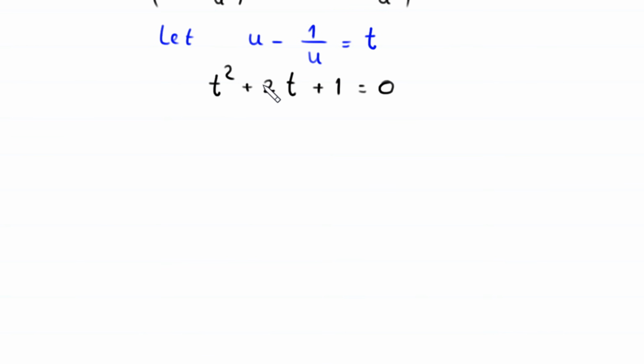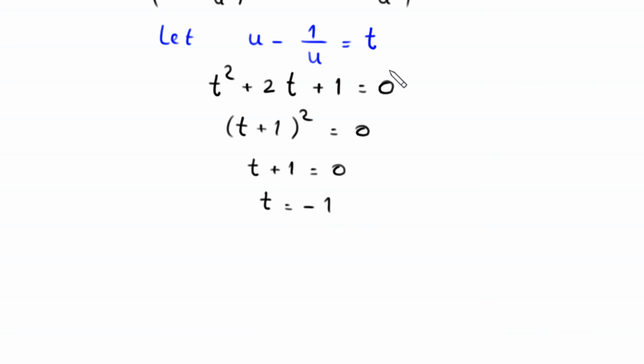Now this expression at the left hand side is a perfect square, so this will become t plus 1 whole squared equal to 0. If we take a square root of both sides, this implies that t plus 1 equal to 0. Move this 1 to the right hand side, this will become t is equal to negative 1.